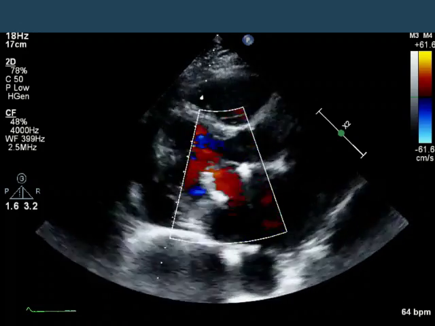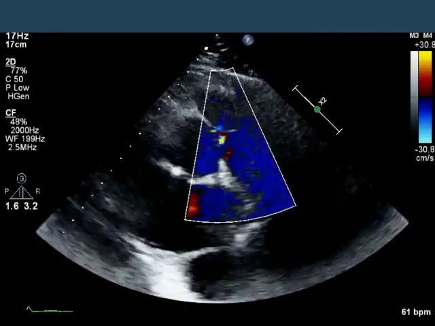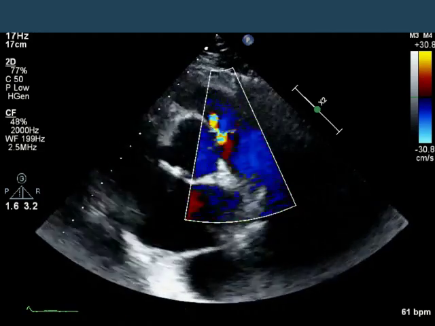If you look at the next slide, we're at the short axis of the aortic valve level. You can see here flow in and out of the pulmonic valve with a small amount of pulmonic insufficiency, it would appear. The leaflets appear to be moving normally. The leaflets are thin and easily mobile.